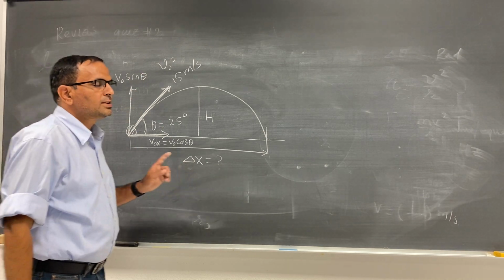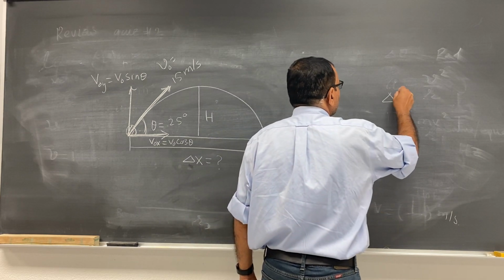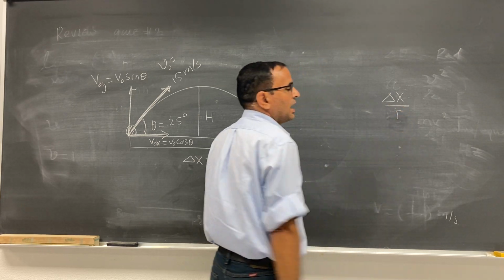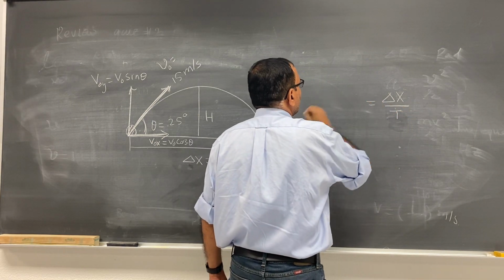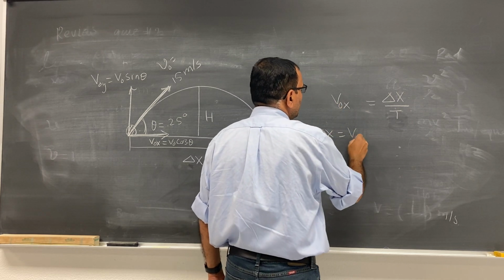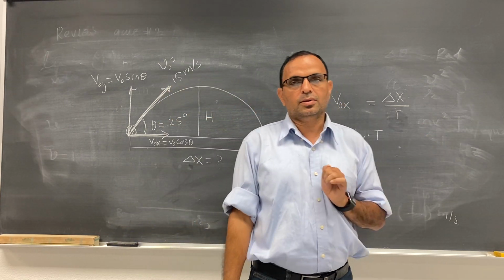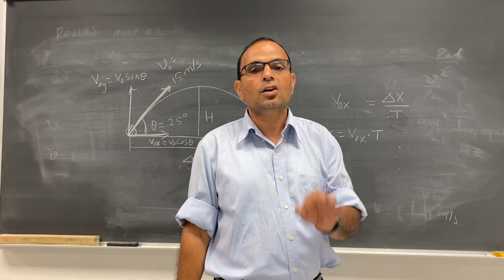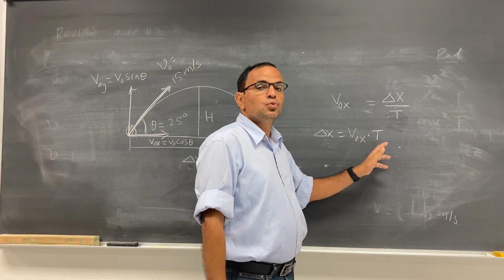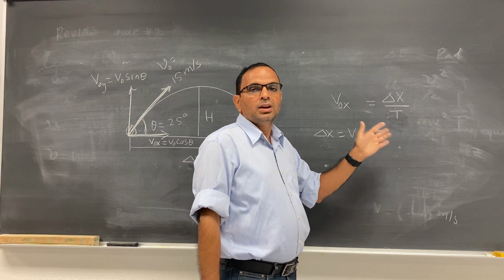Now to calculate this delta x, you can do this: delta x divided by t, using the total time of flight, is equal to v0x, or simply delta x equals v0x times t. So if you know the horizontal component of the velocity, which is constant, v0x or vx, that's the same, and the total time, which we call the time of flight, you can calculate this.